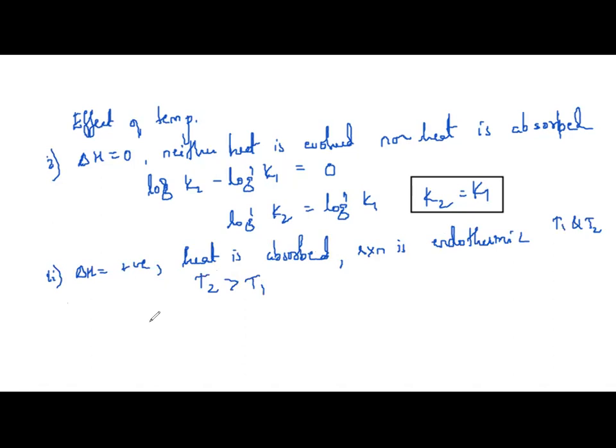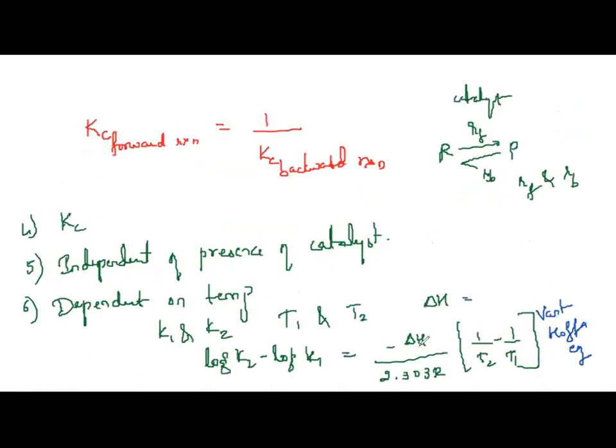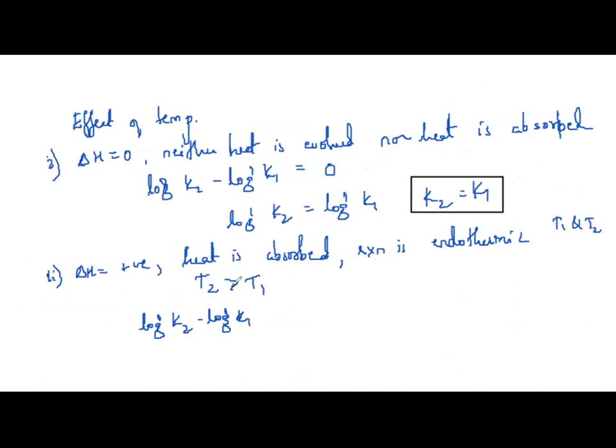Therefore, what will happen to the equation? Log K2 minus log K1 is equal to minus delta H by 2.303 R into (1 by T2 minus 1 by T1). Since T2 is greater than T1, I'll get a positive value. So log K2 is greater than log K1, or in general, K2 is more than K1.